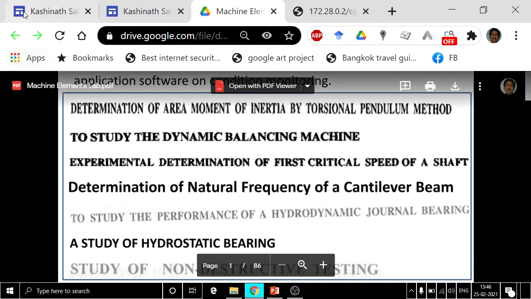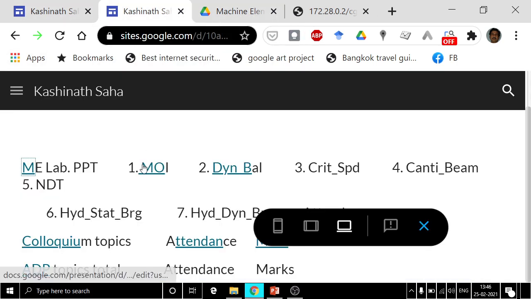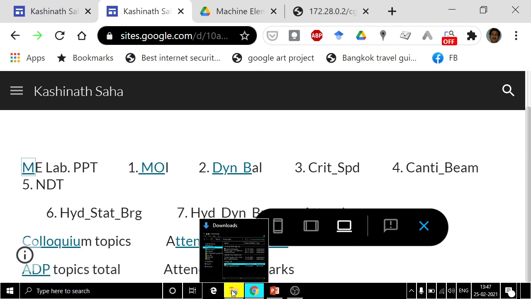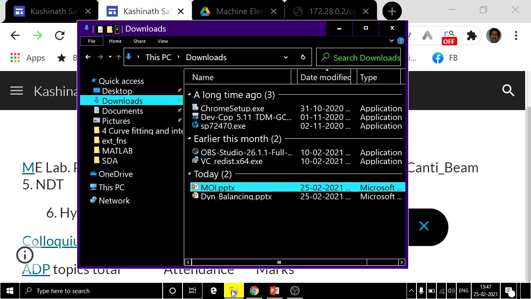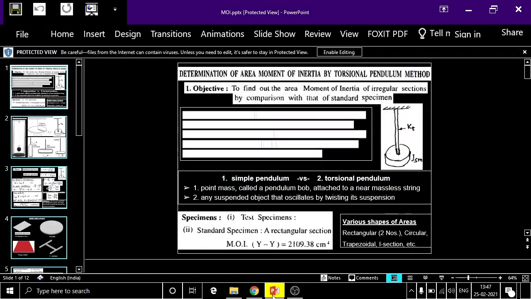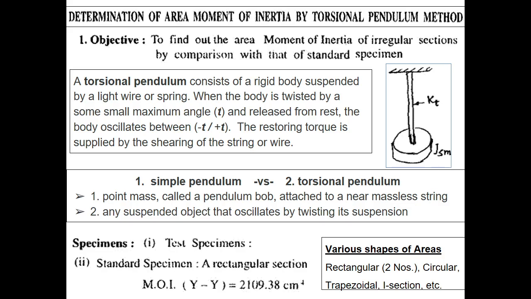Now these two PowerPoint slides, for determination of area moment of inertia and for the experiment on dynamic balancing of a rotor, I have already downloaded here, so I will explain from there. That is clear. The first one I will start: this is determination of area moment of inertia by torsional pendulum.